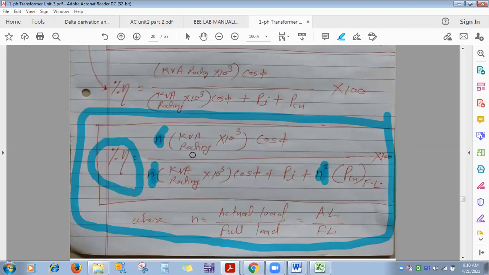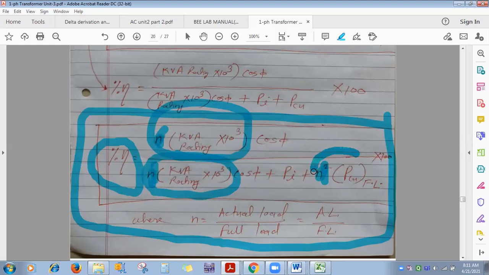For that half load, in the numerator you will get the kVA rating at half load. Here also you will get the kVA rating at half load, because when load becomes half, kVA rating also becomes half. And what about copper losses? See, 0.5 means 1/2. 1/2 its square means 1/4. So 1/4 of full load copper loss is the copper loss which takes place at half load.